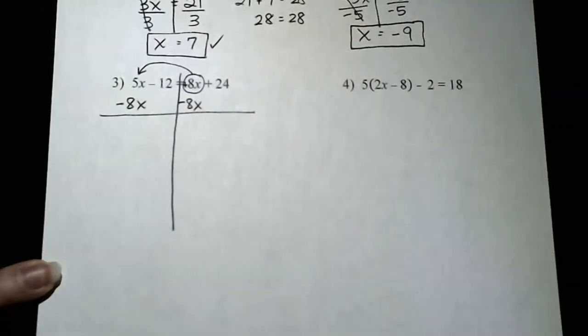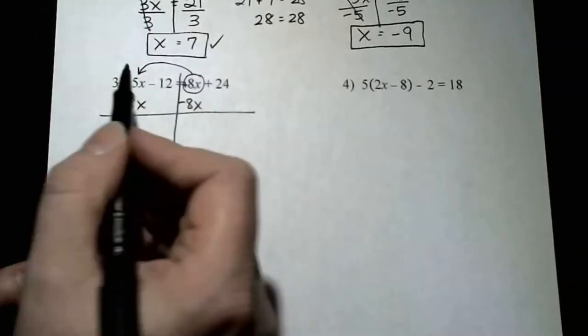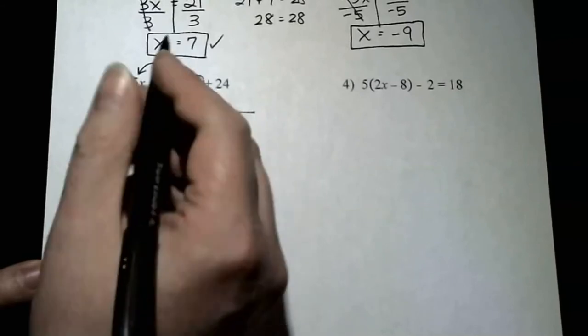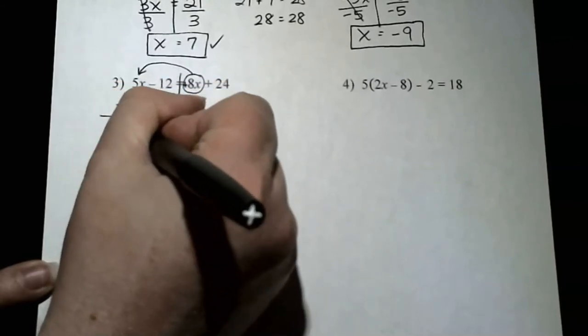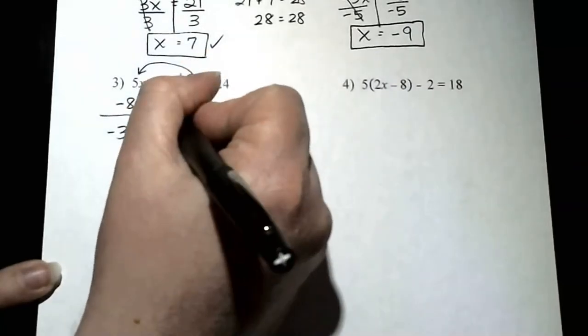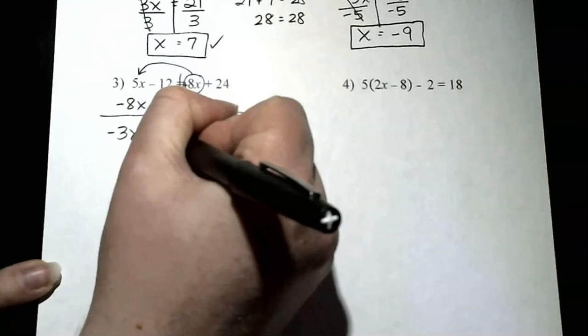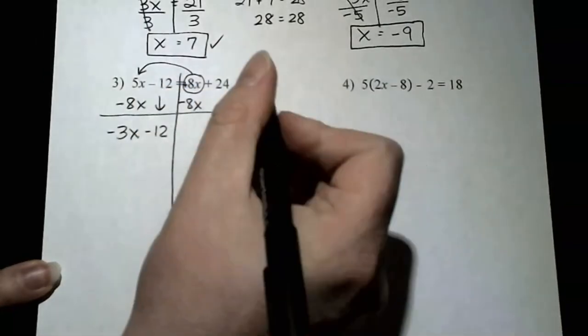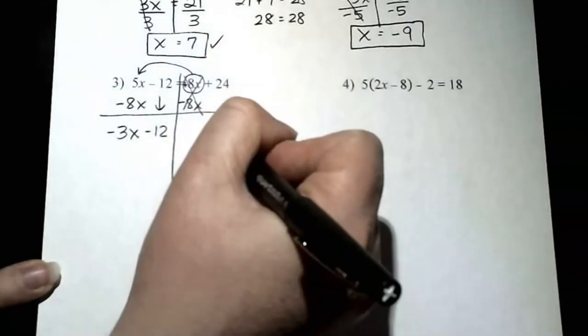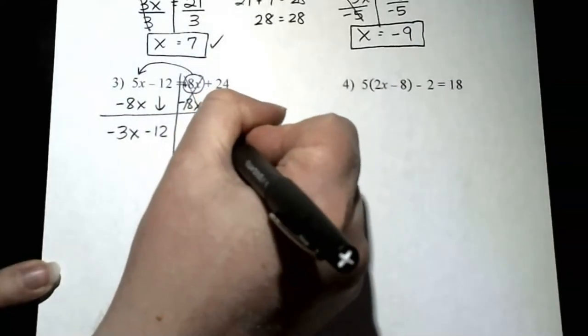All right, so let's regroup and see what happened. You have positive 5 minus 8, which is negative 3x. I'm going to bring down the minus 12 for now. And then the 8x is canceled, and there's 24 left on the right.